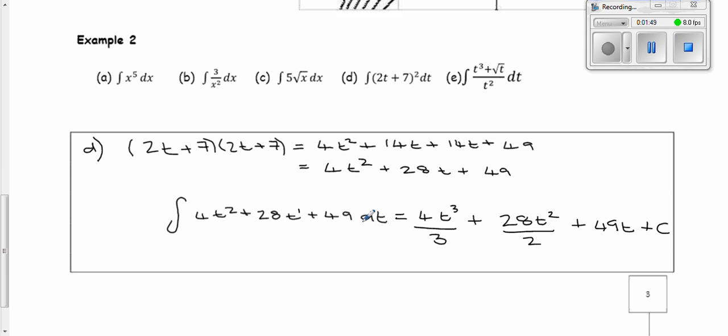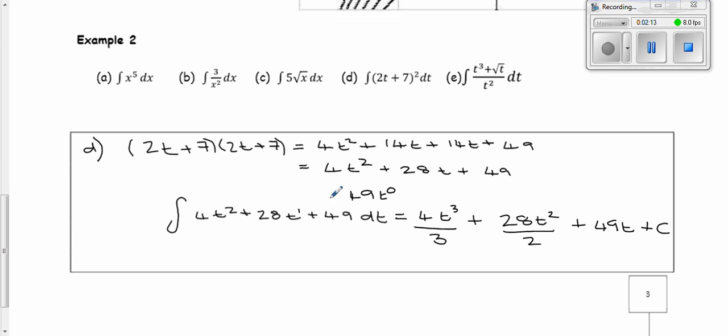Remember, when you've got a number on its own, that's exactly the same as having 49t to the power of 0, because anything to the power of 0 is 1. I'm sure you'll remember that from when you did C1 indices. So that's exactly what that term is there. We just don't write the t to the power of 0. So then in this case, what we're doing is 0 add 1 and then dividing by 1, which gives me the 49t.